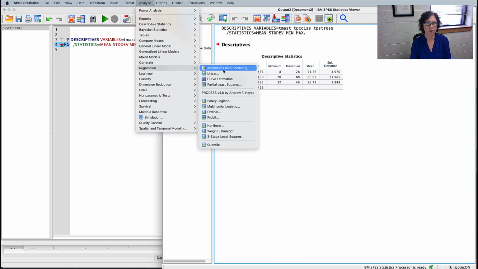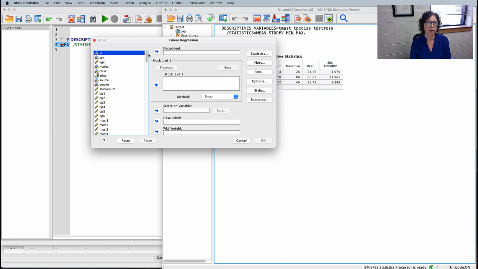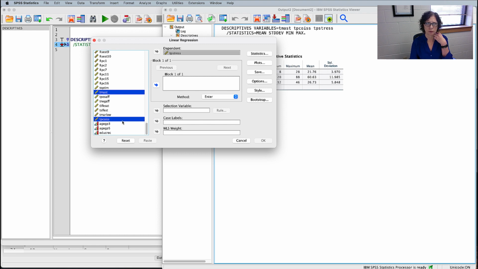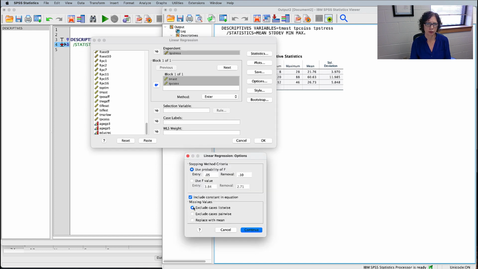I want to analyze regression linear. I want total perceived stress in the dependent, because that's the outcome we're interested in. And then the predictors are total mastery and total perceived control of internal states. So we'll put those in the block 1 of 1 area. And then in options, we're going to want to make sure it says exclude cases listwise.